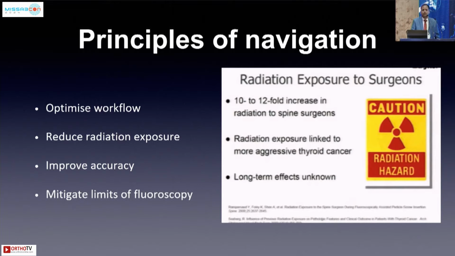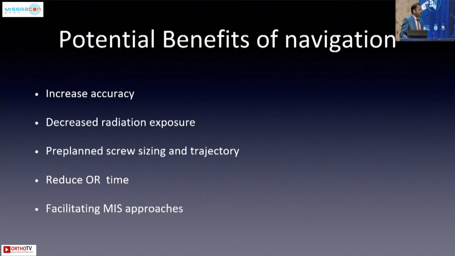It optimizes the workflow. It definitely reduces your radiation exposure, both for the patient and the surgeon. It definitely improves accuracy and mitigates the limits of fluoroscopy. It also pre-plans your screws. In a workflow on the computer, you can measure the length of the screws, the length and diameter of the cage, and everything. It definitely reduces OR time after a certain number of cases, not the initial cases, and it facilitates the MIS approaches.